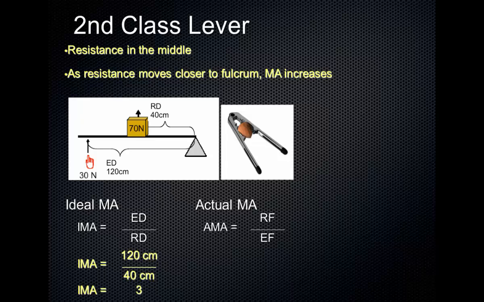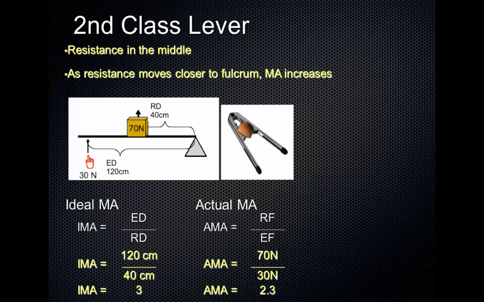Actual mechanical advantage, we just use the forces that are involved. 70 newtons versus 30 newtons. Okay, so I could set that up here too with this type of lever. If I put my resistance in the middle, I could lift up, it's very easy. But again, what's the trade-off? How much is my hand moving versus how much is the resistance moving? Not much.